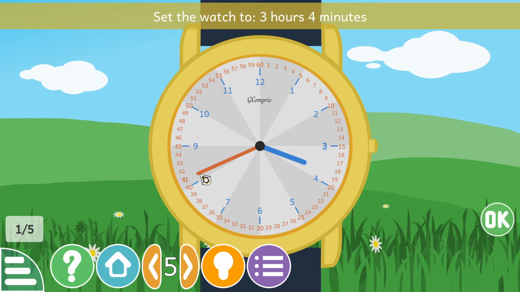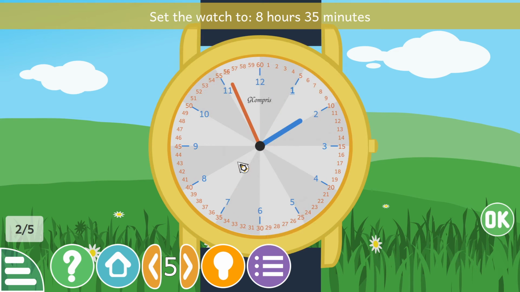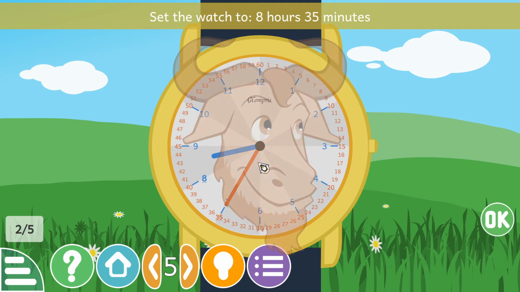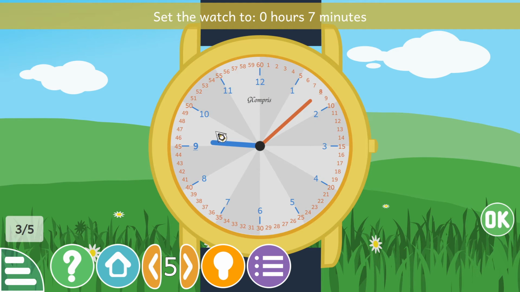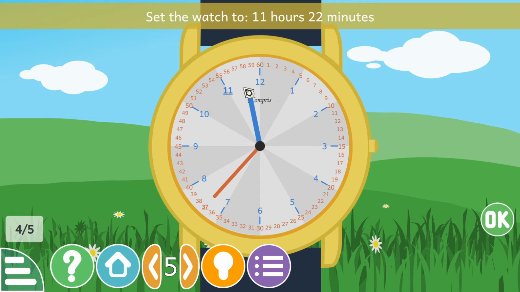So now we're dealing with minutes past the hours, specific minutes, not just quarters or halves anymore. So it's 3 hours and 4 minutes, 3:04. And 8:35, so set the hour hand to here, and if I spin it around this way, I wind the clock back, but spin around forward, so 8:30, 8:35. And 12:07, so I wouldn't say 0:07, I'd always say 12, but the clocks might say 0. So 11:22.